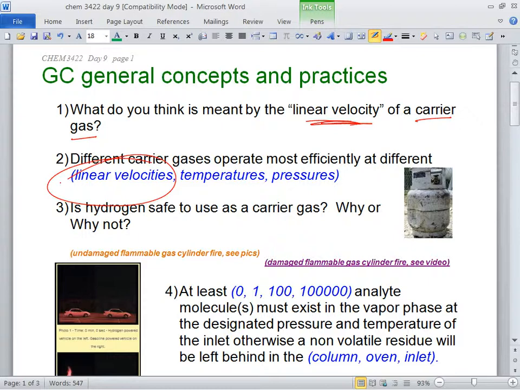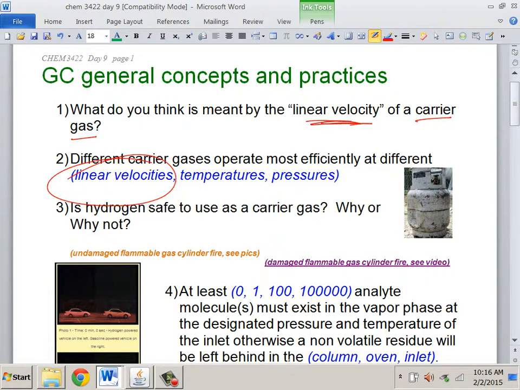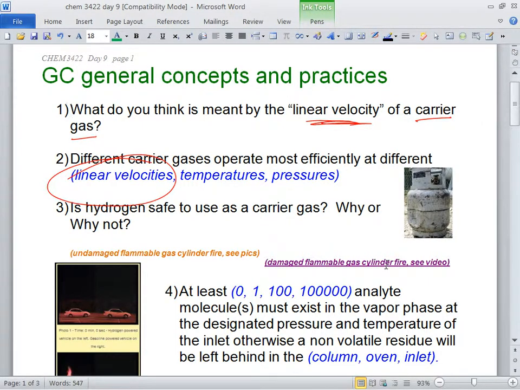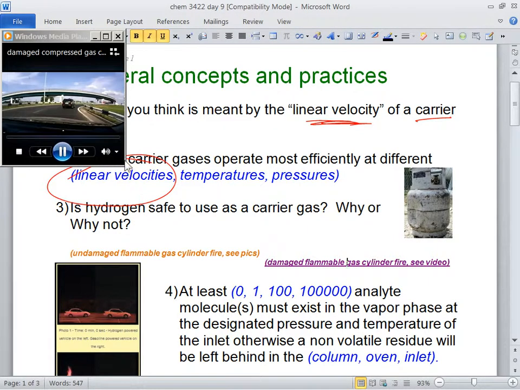Is hydrogen safe to use as a carrier gas, Andy? Yes. Yeah, I guess any gas under pressure may not be safe, but you have to handle it correctly. It's flammable gas. Yeah, it's flammable. So, I've been Googling this morning, trying to find what you do with a compressed gas cylinder in a fire. They have these release valves and things. So I think as long as it's not damaged, it won't explode. But take a look at this video of when one's damaged.